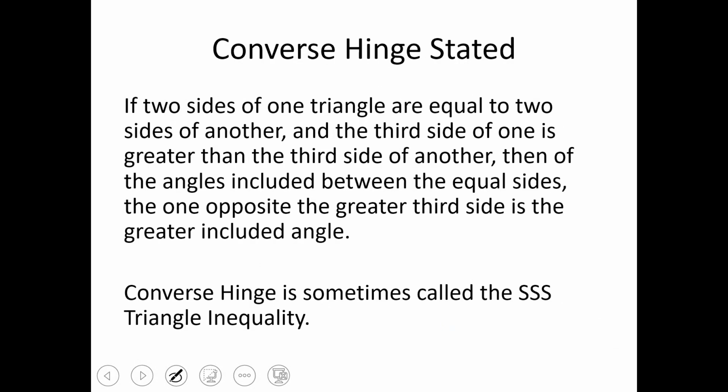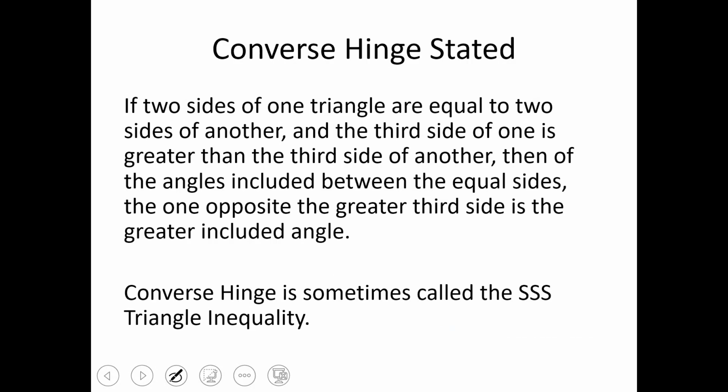All right, now converse hinge, should be no real surprise what this is. It's like sort of the extension of SSS in the way that the hinge theorem itself was an extension of SAS congruence. So it says this, let us say that we have two sides of one triangle equal to two sides of a second triangle, but the third side in one is greater than the third side in the other. That will be the one that has the greater included angle.